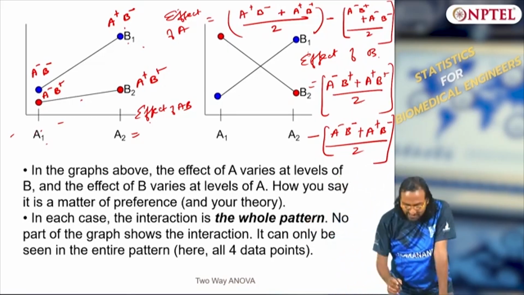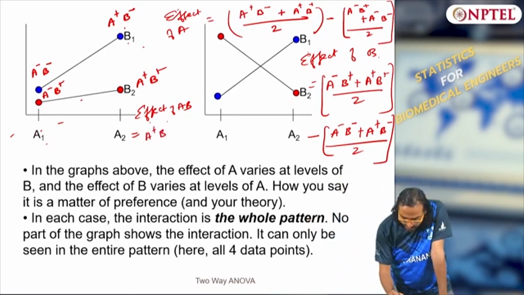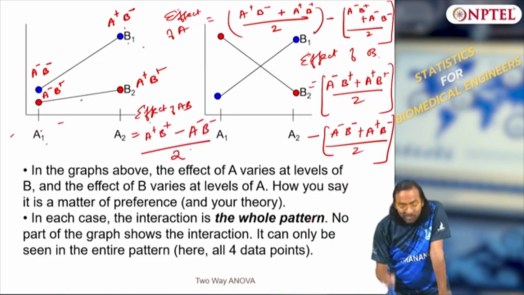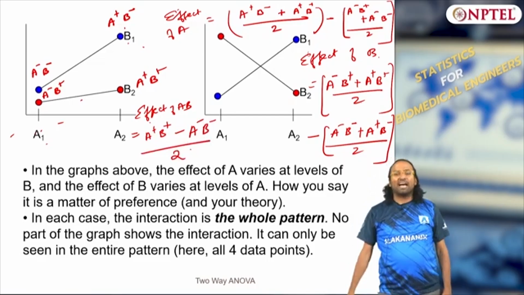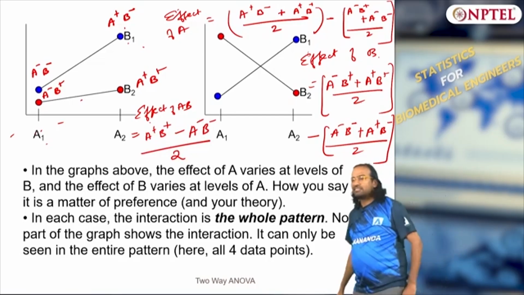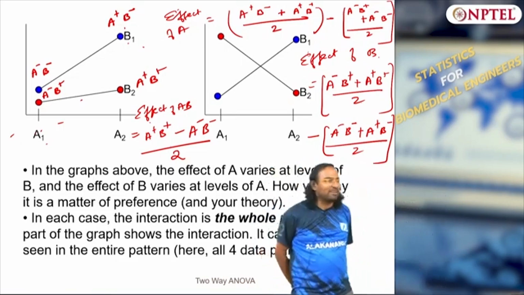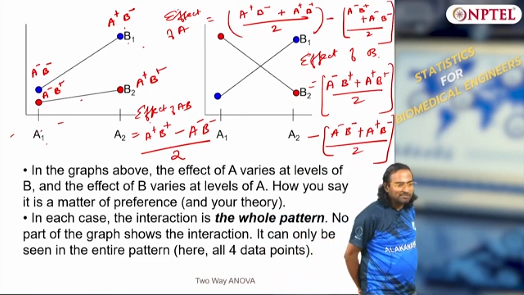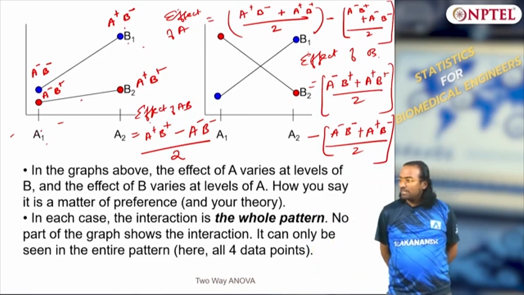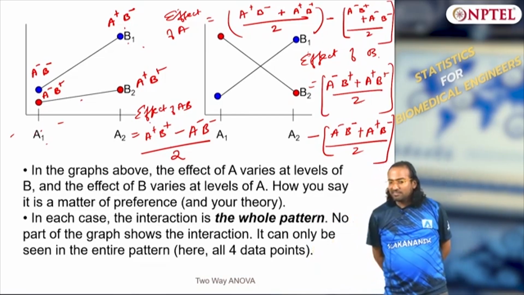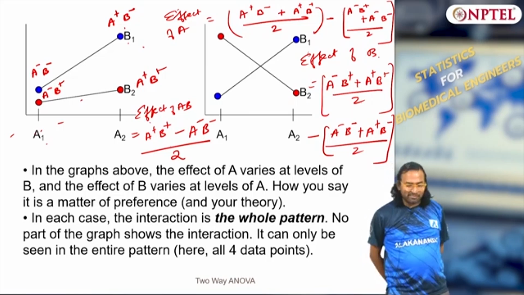Both plus minus. So A positive, B positive minus A negative, B negative, divided by 2, that is what interaction is. Does it make sense? This is a decent estimate of the interaction. Clear? So this idea should be clear, right?